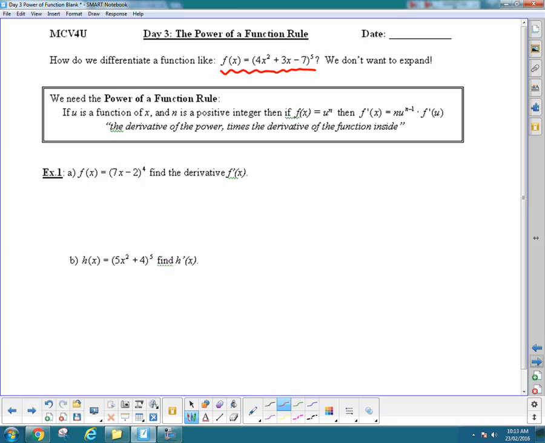And the power of a function rule is right here. So it says if u is a function of x and n is a positive integer, then we can take the derivative of the u to the power of n part first, then differentiate the actual function. So when you read it right there, it's a little bit wordy. In layman's terms, it says the derivative of the power times the derivative of the function inside.